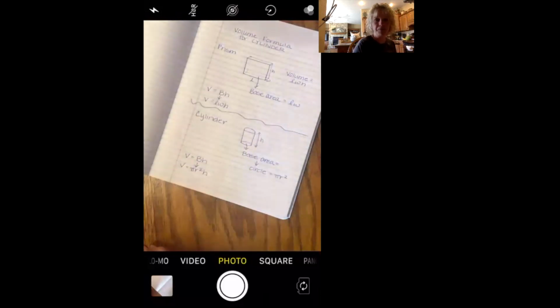I hope this helps as you continue working on your piñata project. Stay tuned for tomorrow when we get to going with cones.